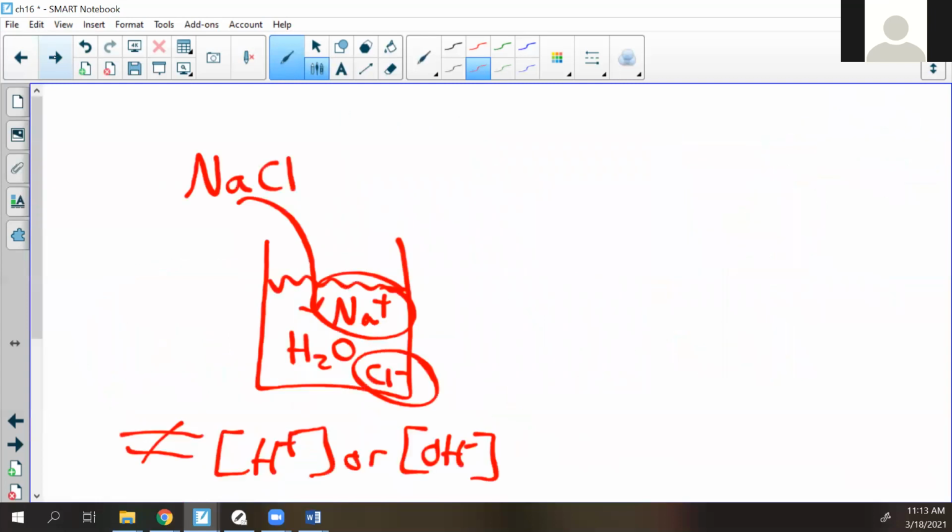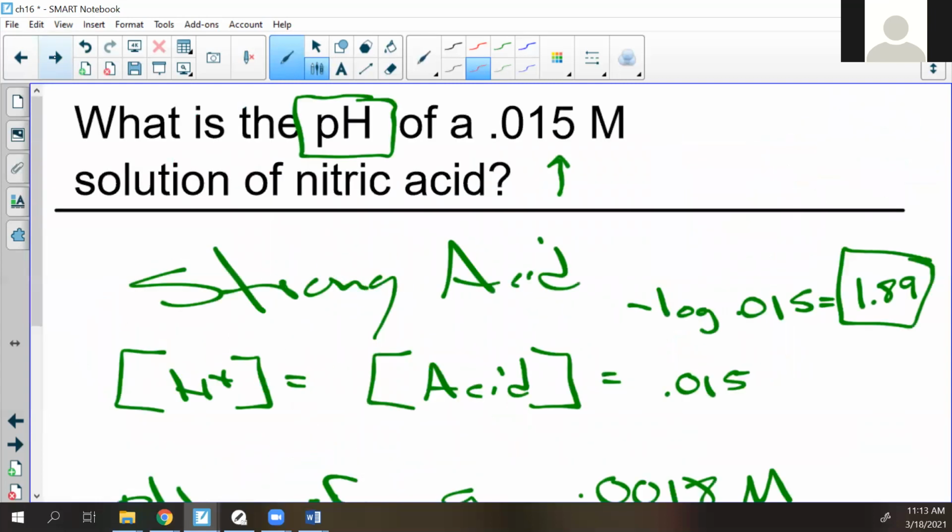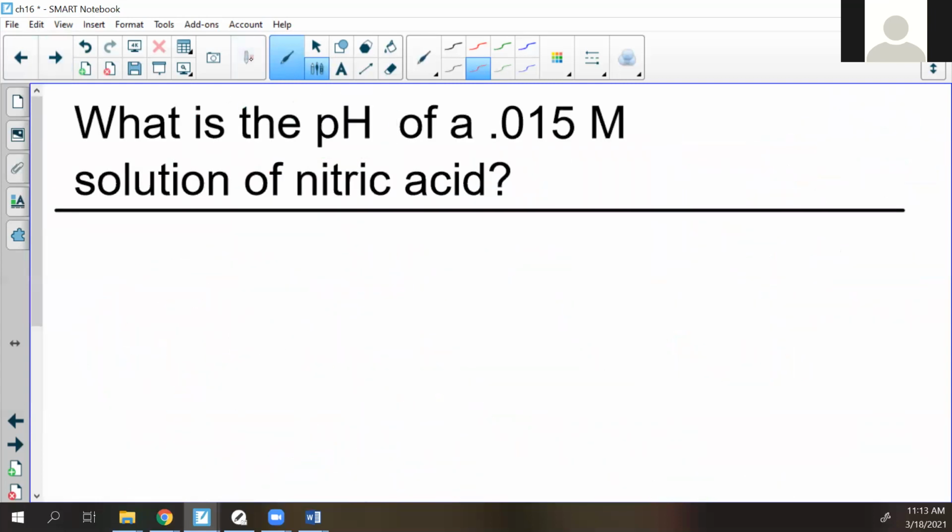Okay, we have to just do this real fast because we spend so many hours on weak. We just need to do one strong. What is the pH of a 0.015 molar solution of nitric acid?